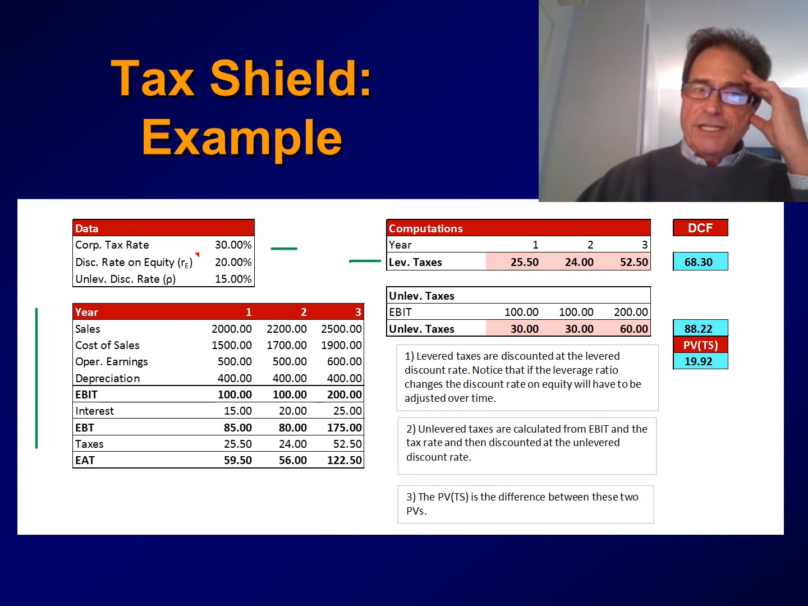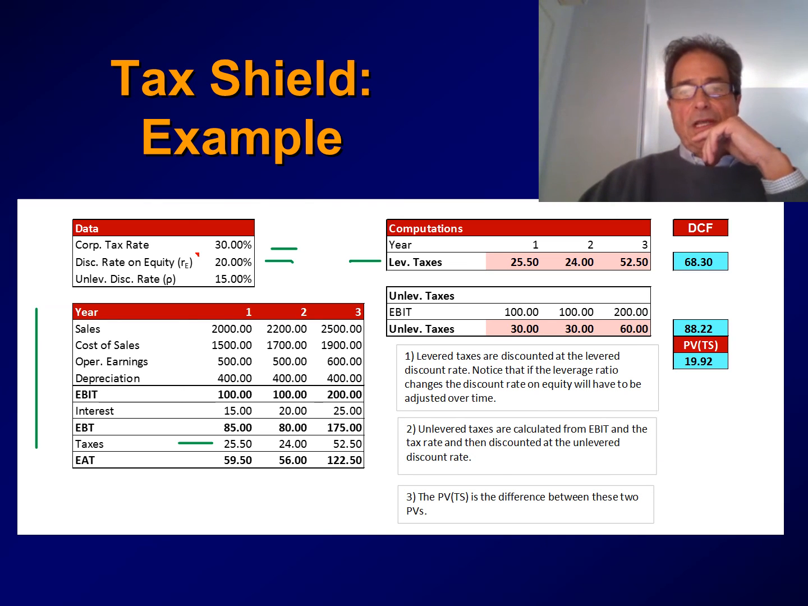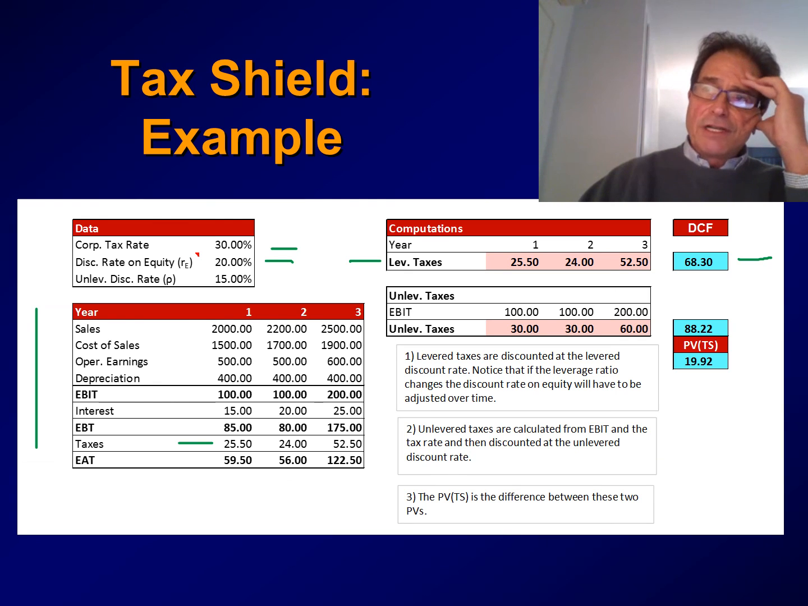We know which are these cash flows. We already calculated them in the profit and loss statement. The cash flows in this case are 2550, 24, and 5250. So we copy these amounts up here, and we discount these levered taxes at the levered discount rate, meaning the discount rate of equity, RE, 20%. So we apply this discount rate, and we get a discounted cash flow, present value, of 6830. 6830 will be the present value of the levered taxes.